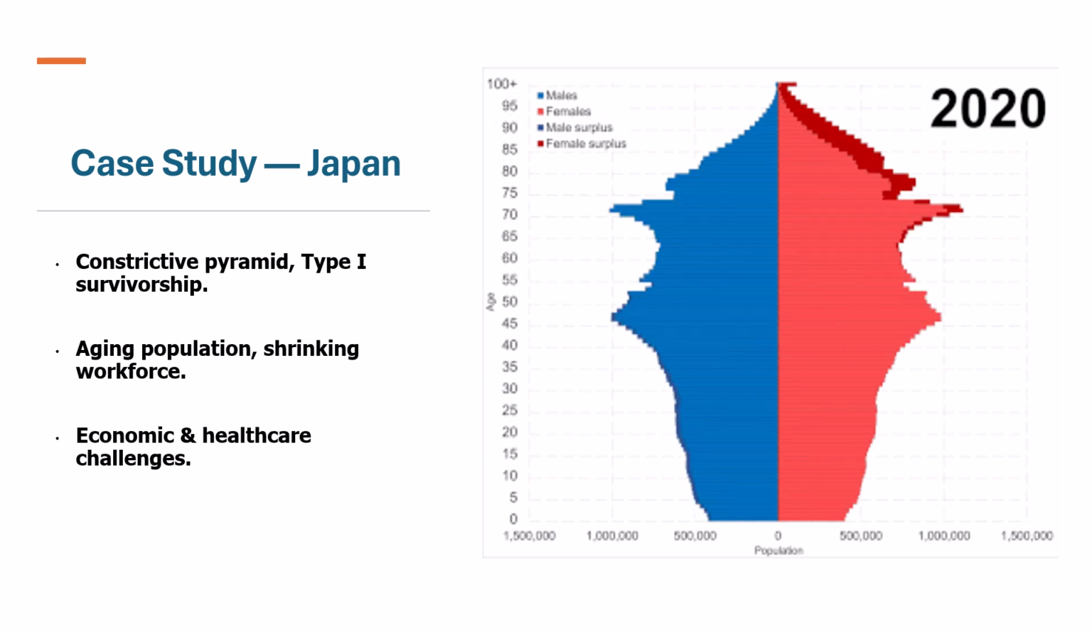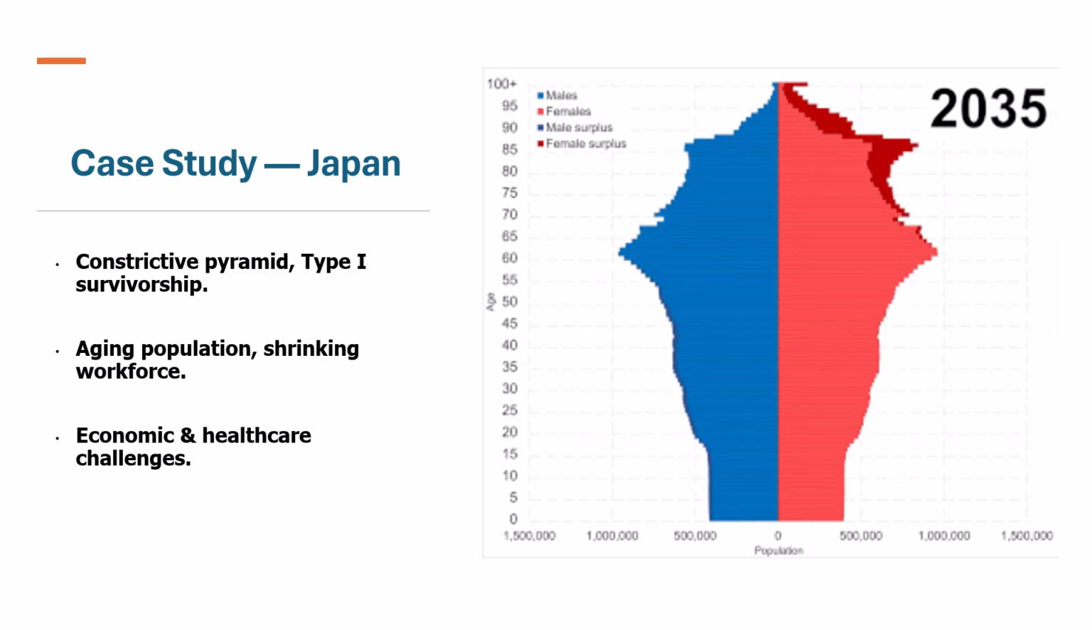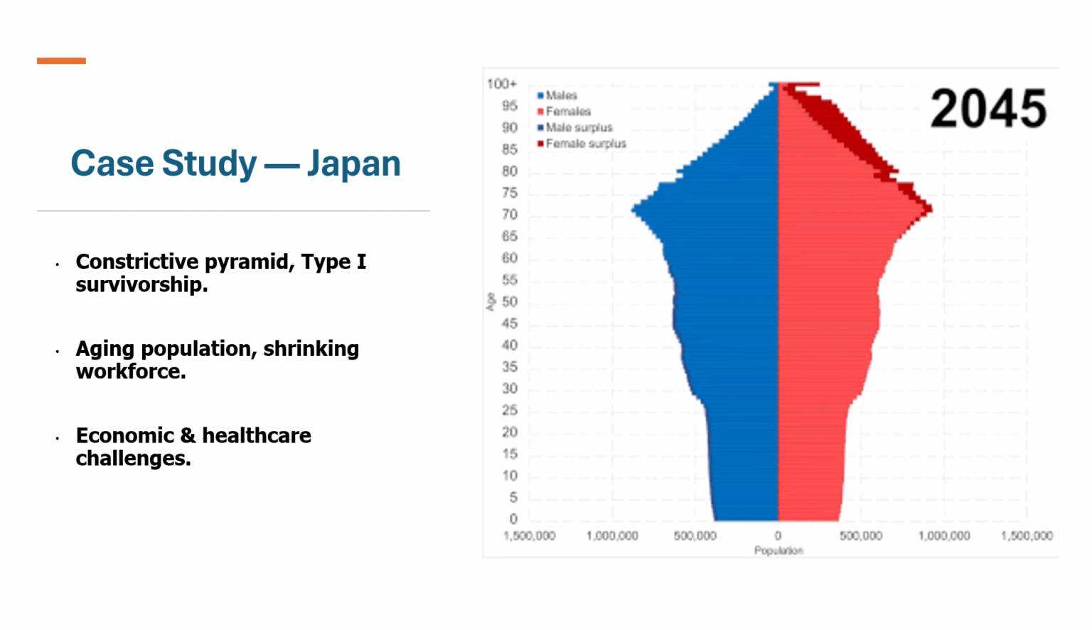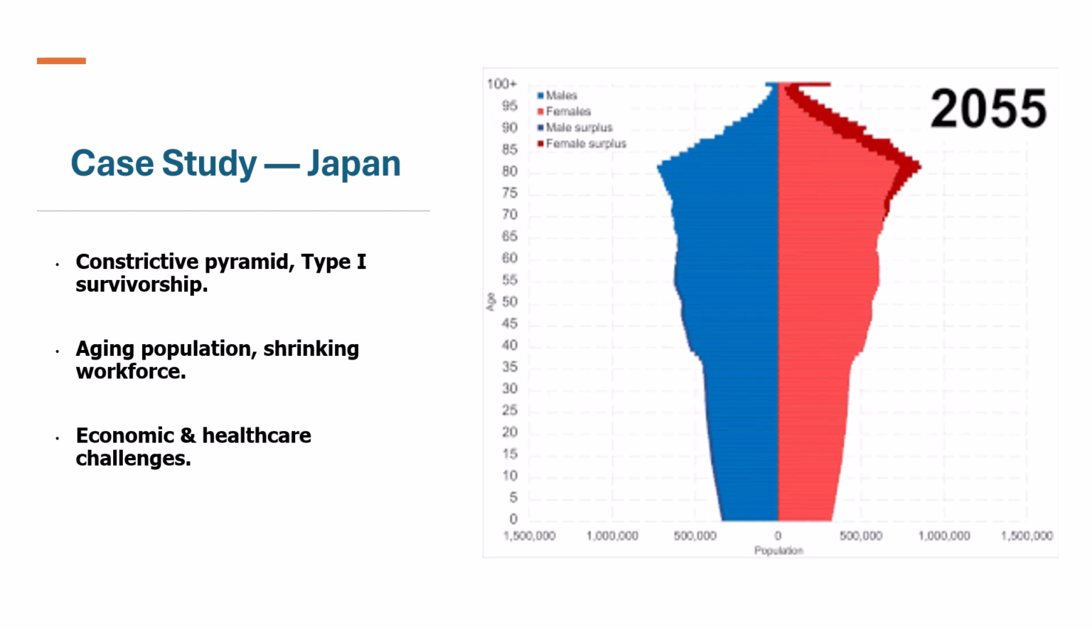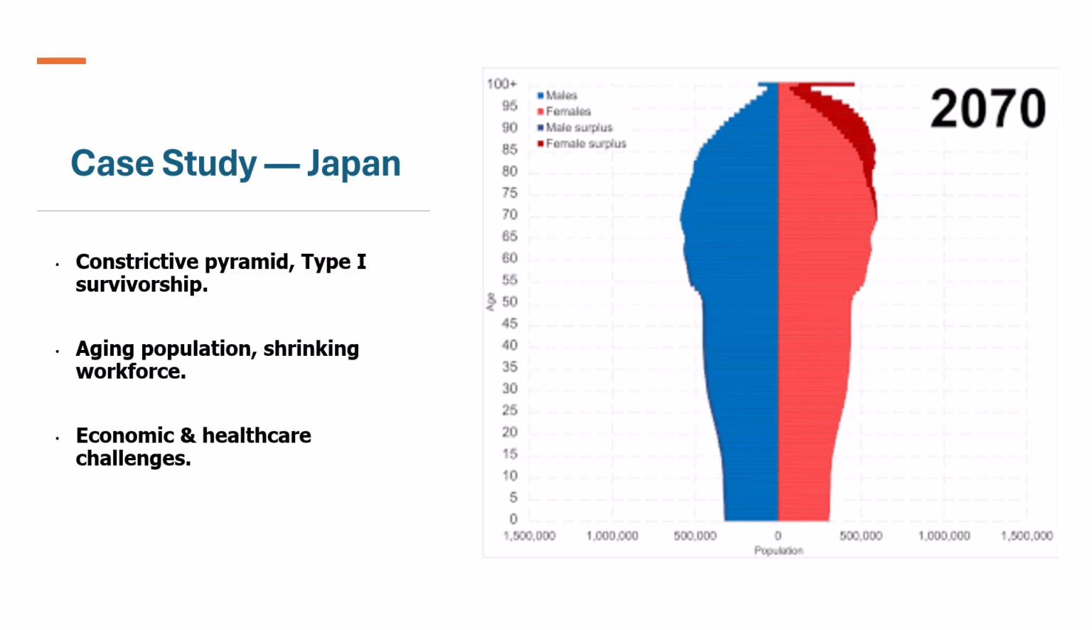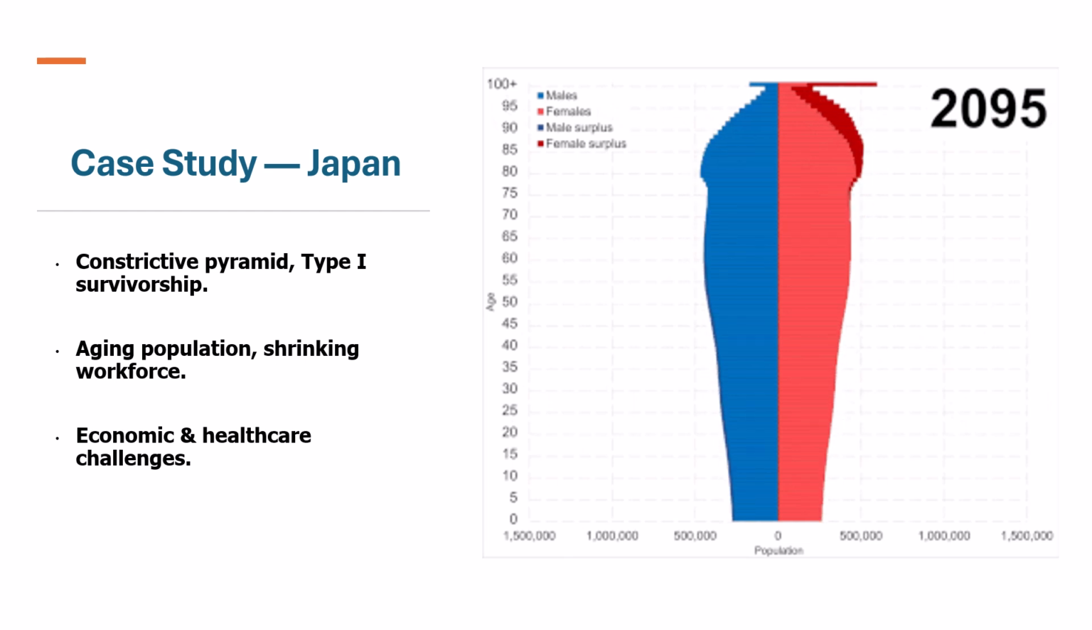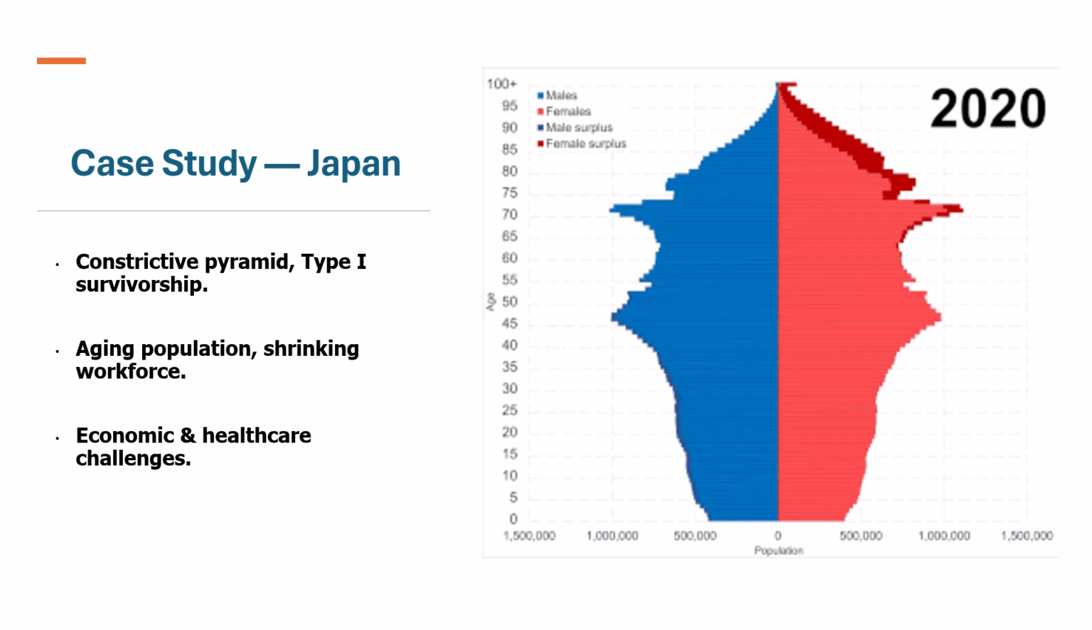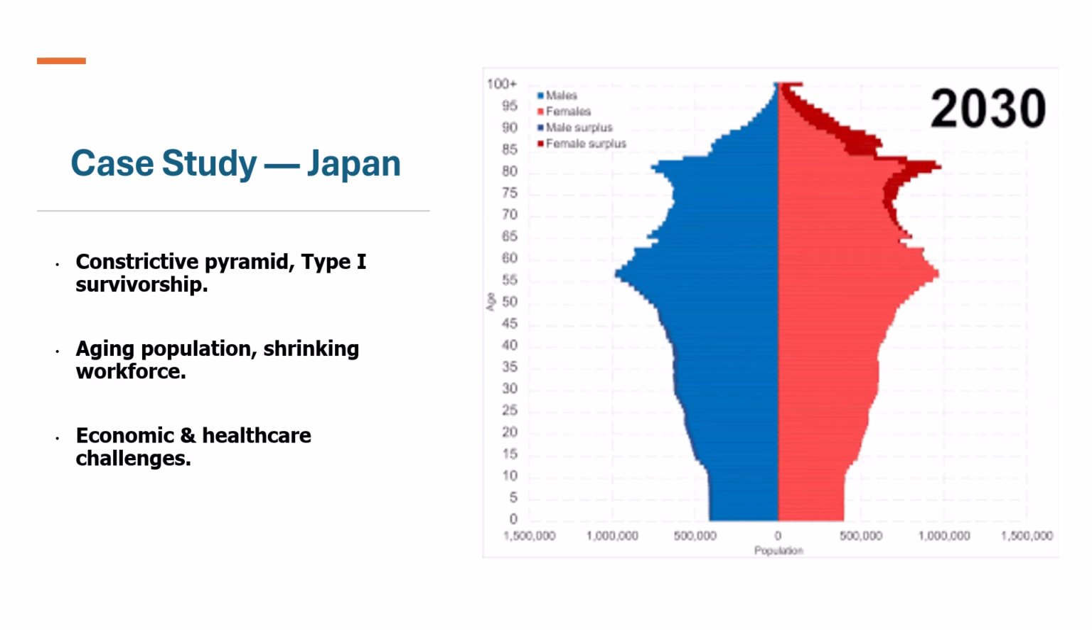Here in the picture you can see how in future the population will decline over a period of time, if they don't take up policies regarding increasing their fertility rates in the country.